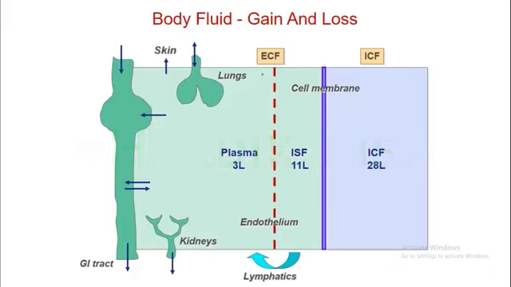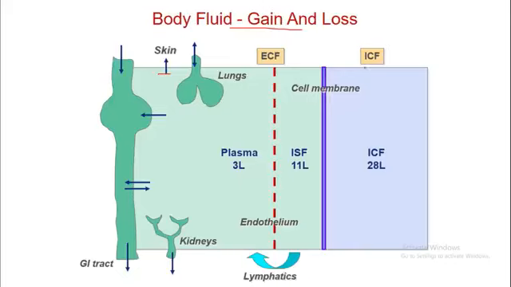Now body fluid gain and loss. GIT is not only a fluid loss system but it is also a fluid gain system. Kidney is the fluid loss or fluid preservation system. Lungs work in both directions, either fluid gain or fluid loss, and from the skin there is absolute loss of body fluid.